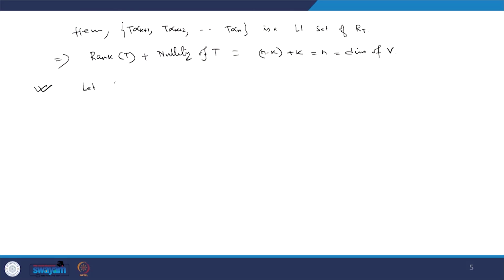Let A be an m cross n matrix over the field capital F. Let rho 1, rho 2, ..., rho m be the first, second, and mth row of matrix A.